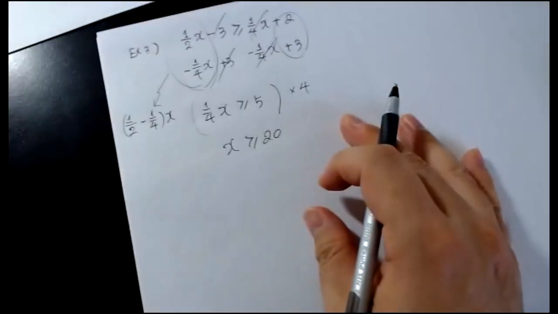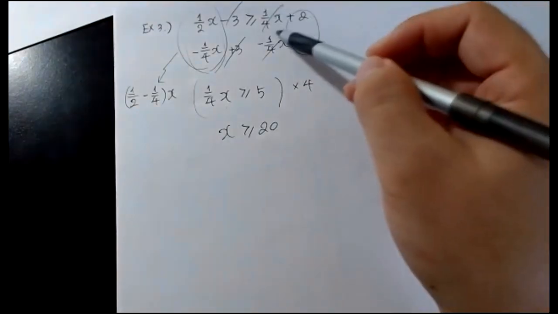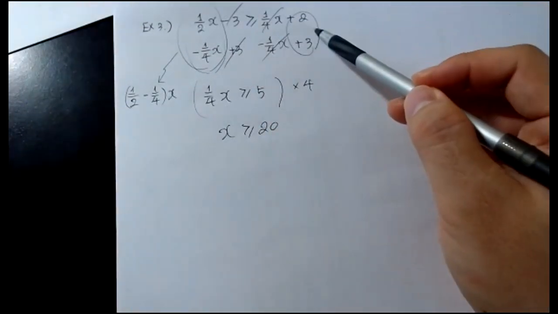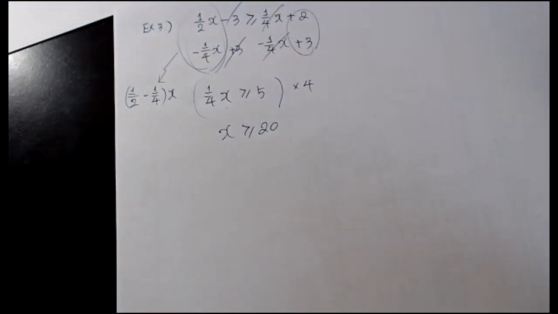So in mathematics, we say that this inequality is equivalent to that inequality. Equivalent means that, in terms of equations or inequalities, two equations or two inequalities have the same solution set. Then we say that two equations, or two linear inequalities, are equivalent.